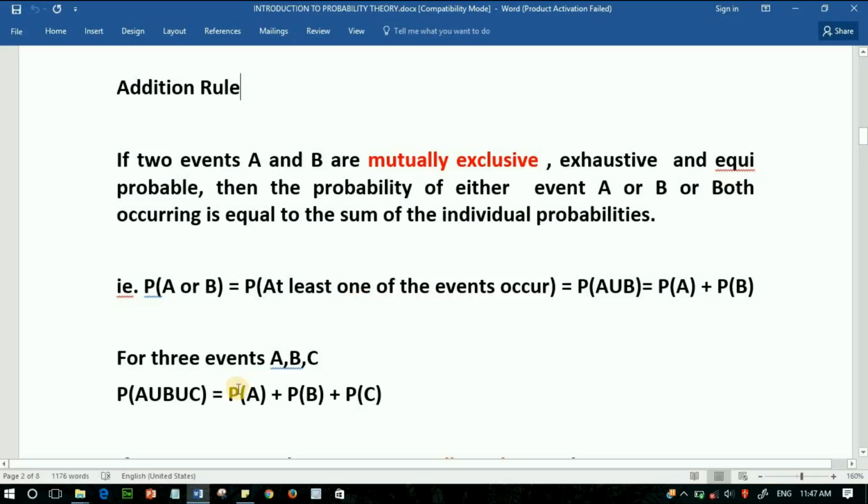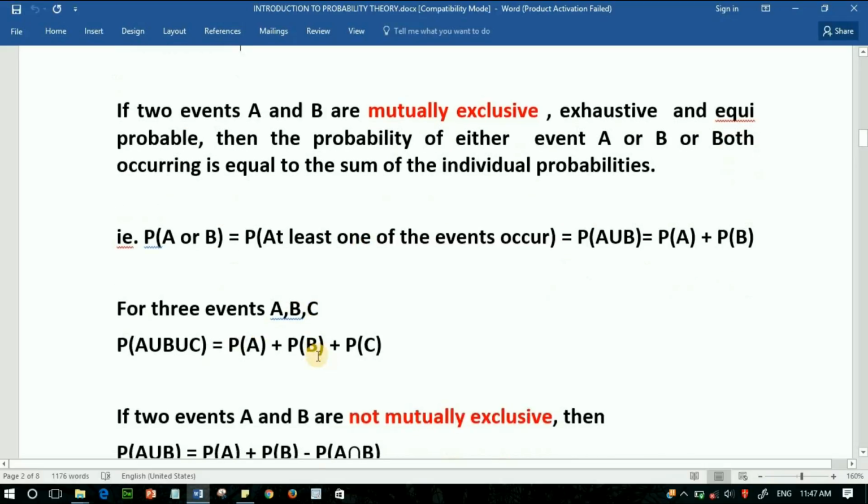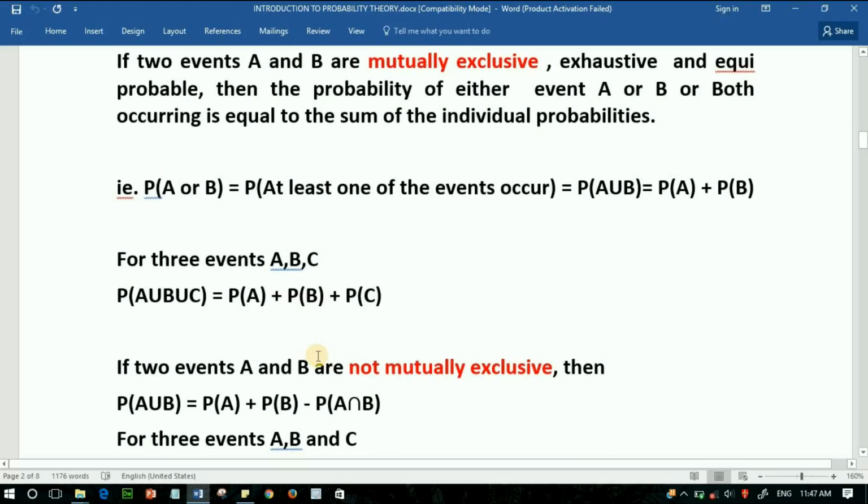And for three events, if events A, B, C are mutually exclusive, probability of A union B union C is equal to P of A plus P of B plus P of C. So what is mutually exclusive?